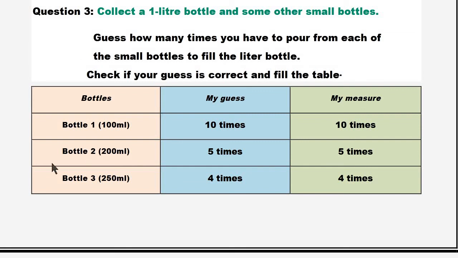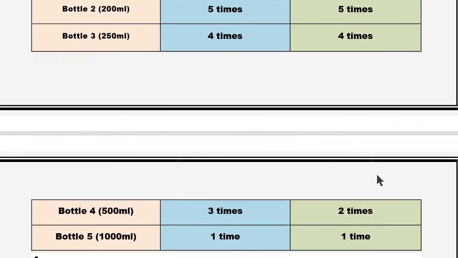Now bottle number 2 has a capacity of 200 ml. To make 1 liter, how many times do we have to pour it? My guess is 5 times. And actually, when we pour 200 ml 5 times, it becomes 1 liter. 200 into 5 is 1000, and 1000 milliliters is equal to 1 liter. Now the third bottle is 250 ml. My guess is 4 times, and actually when we pour 4 times, it becomes 1000 milliliters.